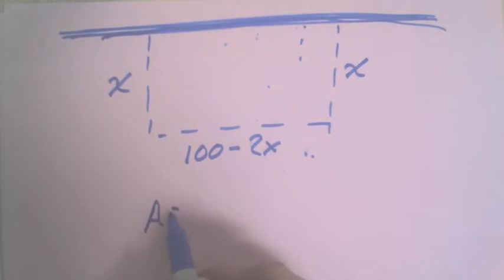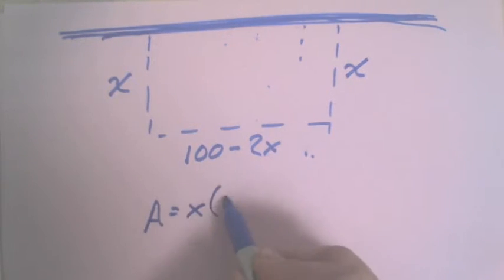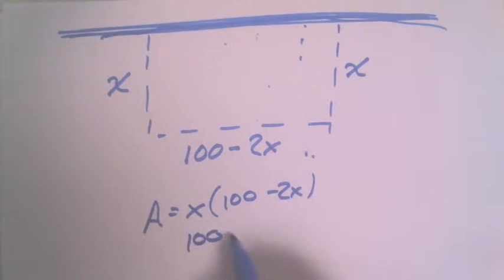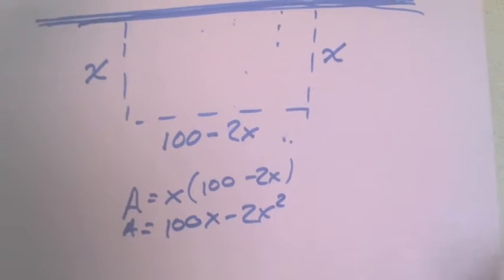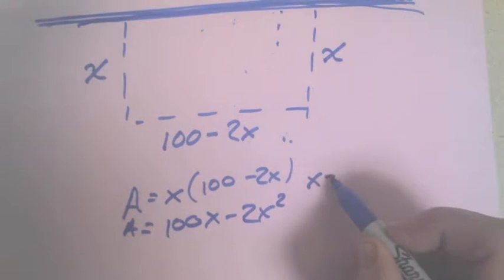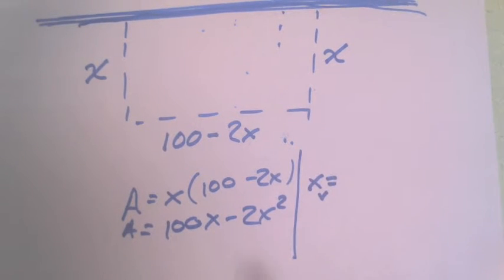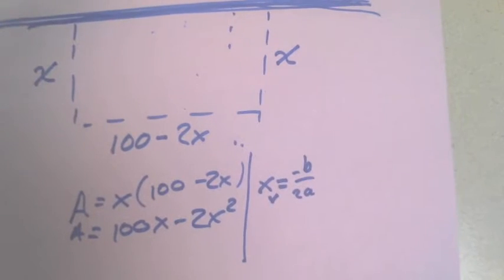Then the area of any rectangle is width times length. So x times 100 minus 2x, so 100x minus 2x squared is your area. Again, we're trying to maximize that. Maximizing occurs at the vertex. So the x value of your vertex, you could complete the square if you wanted to, but you can also use negative b over 2a.